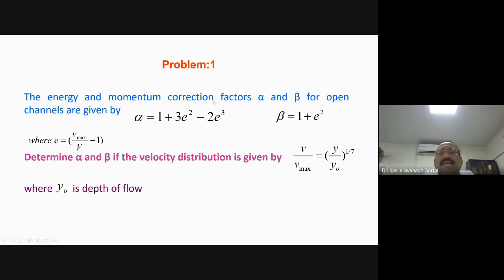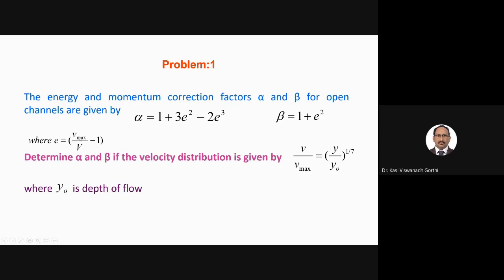The energy and momentum correction factors alpha and beta for open channels are given by this. For a given open channel, alpha is equal to 1 plus 3e square minus 2e cube, and beta is equal to 1 plus e square, where e is Vmax by V minus 1. Capital V is the average velocity, Vmax is the maximum velocity, and small v is the local velocity.